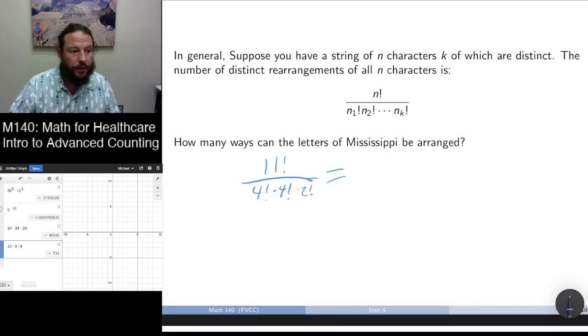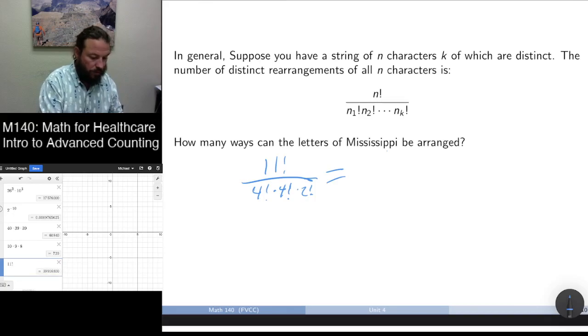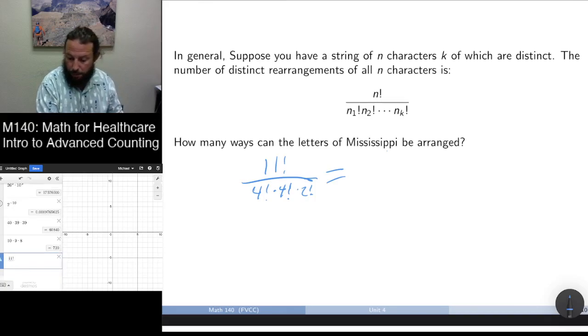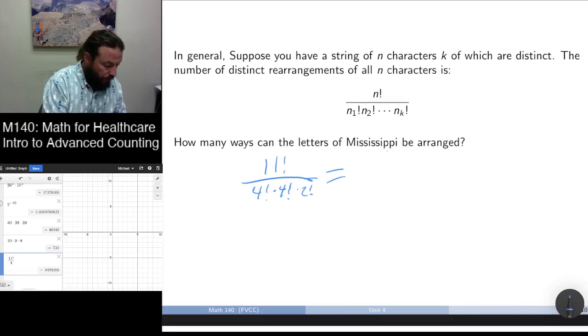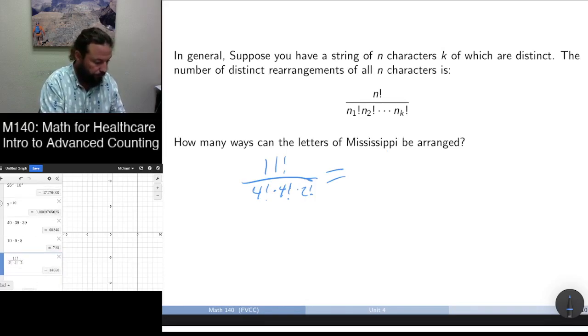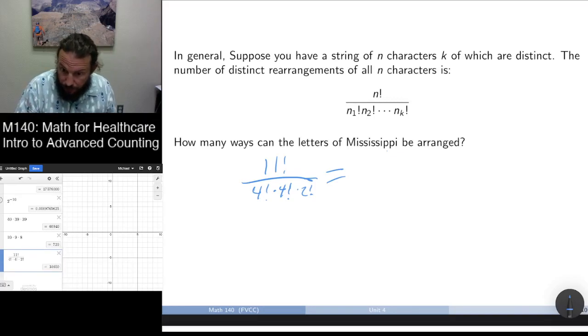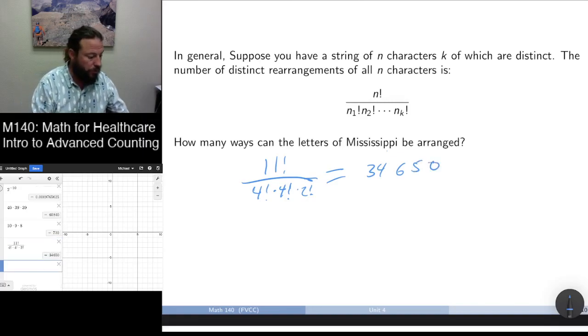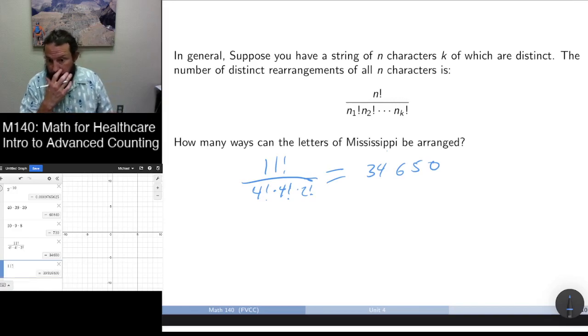This one I can't do in my head. And we end up with 11 factorial divided by that, and it looks like we end up with 34,650. And just to give you an idea, if all those were distinct, it'd be 11 factorial arrangements, and that looks pretty close to about 40 million, just so you know how that changes things. So big difference. Okay, so that's important.